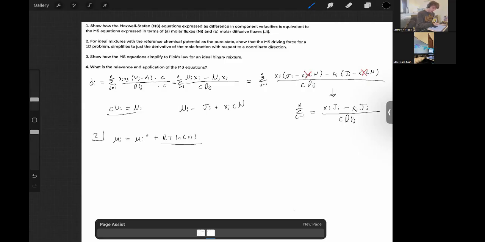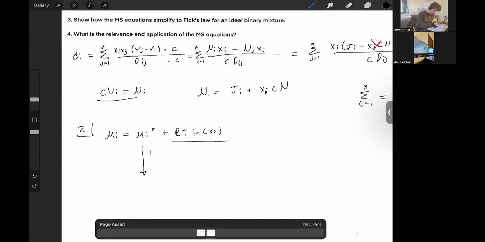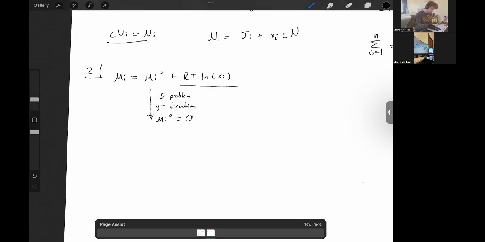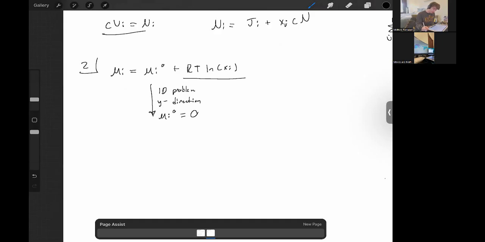And so what we're going to do is put this, as the problem states, in a one-dimensional problem, and we're going to put this in the y direction. And what I'm also going to say is that our reference chemical potential equals 0 in this case. So we're starting from nothing. And so when we do this, we get something that looks like this.